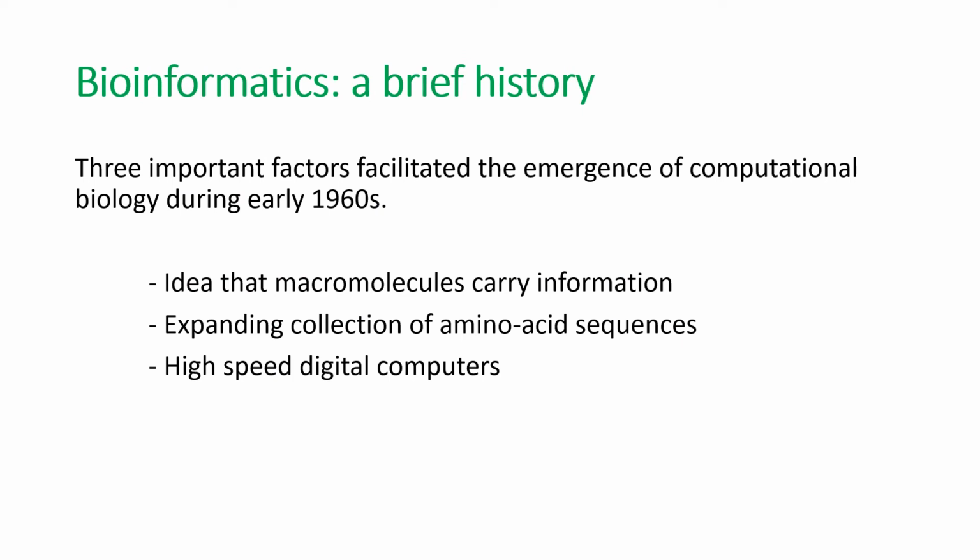So there were three important factors that facilitated the emergence of computational biology during the early 1960s. These are the three main factors that facilitated the emergence of this field. The first one is the idea that macromolecules carry information.